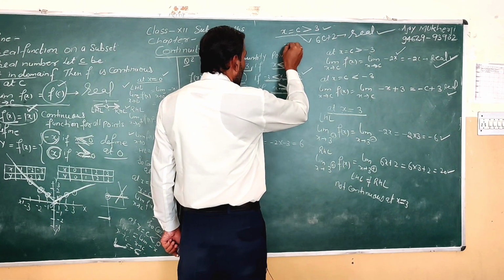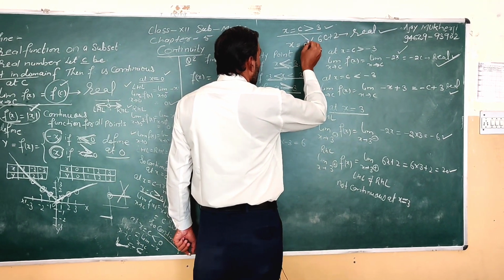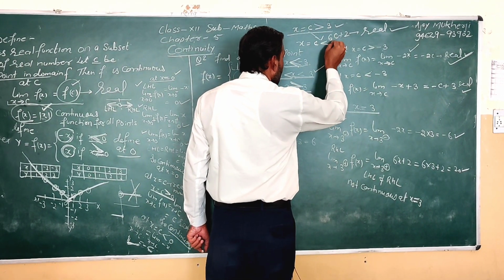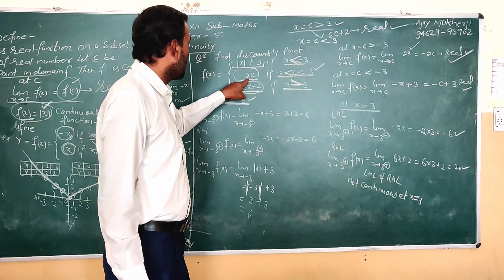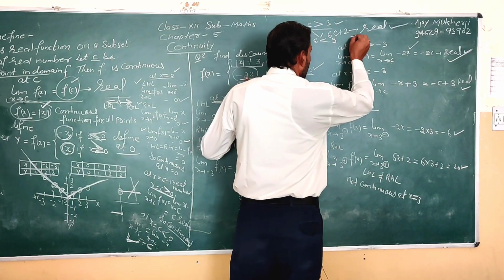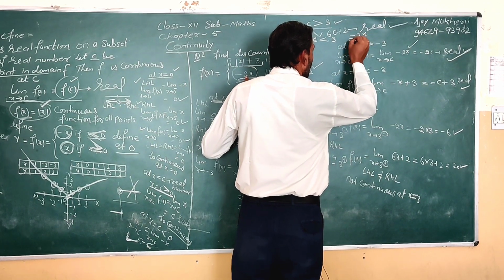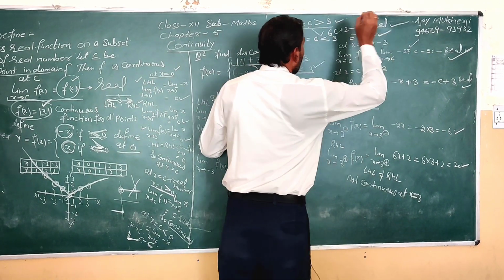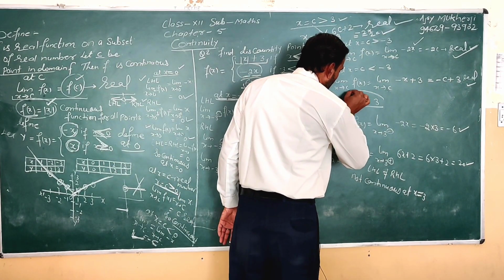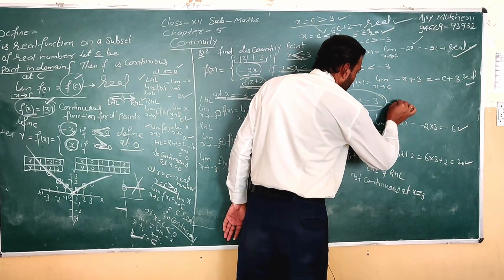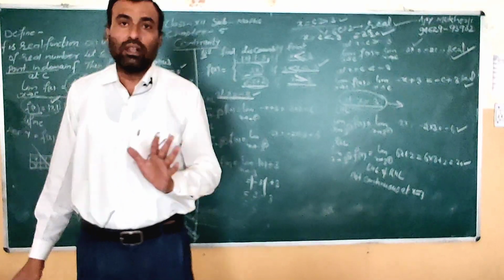One more situation is there: x equal to c less than 3. Here x is less than 3, and we take the expression minus 2x, and when you put the limit here you get minus 2c. This is also real, so the function is continuous. Only at this situation the function is not continuous. This is the point of discontinuity.